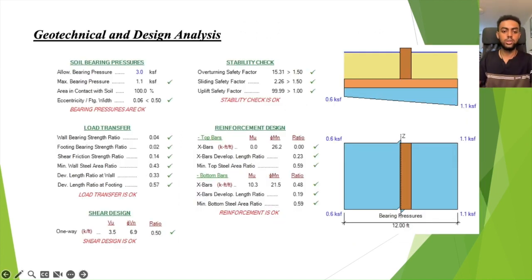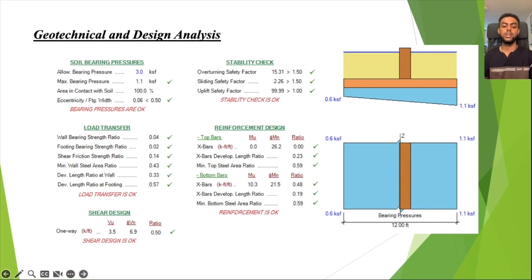On this slide, I would like to talk about the geotechnical and design analysis. Moving on to the geotechnical and design analysis, my focus was on the calculations of the footing to ensure stability, proper load distribution, and enough soil bearing capacity.